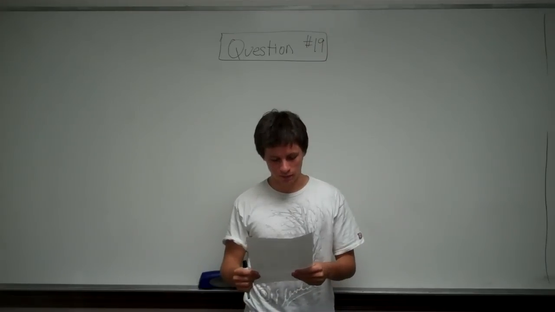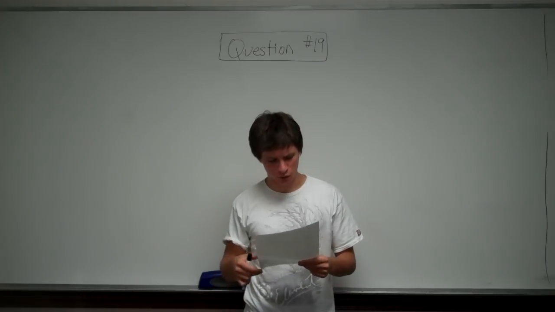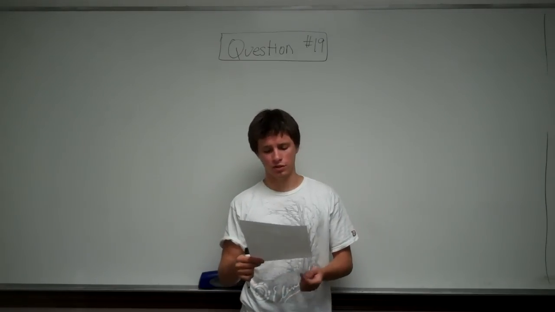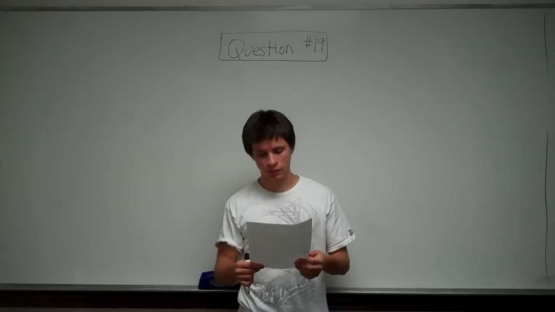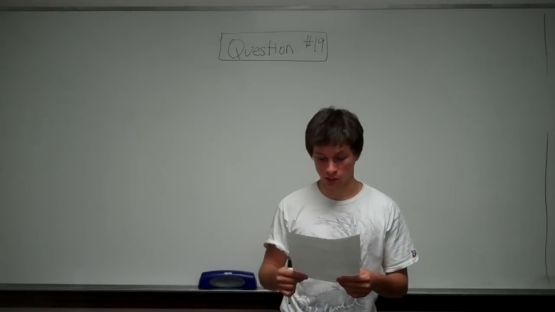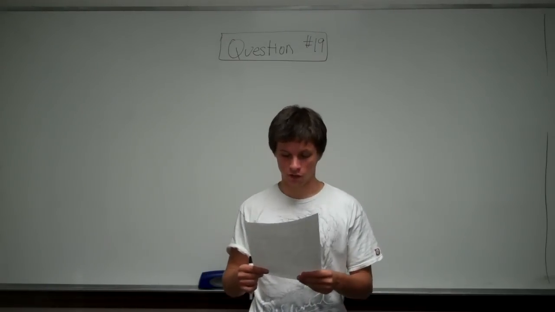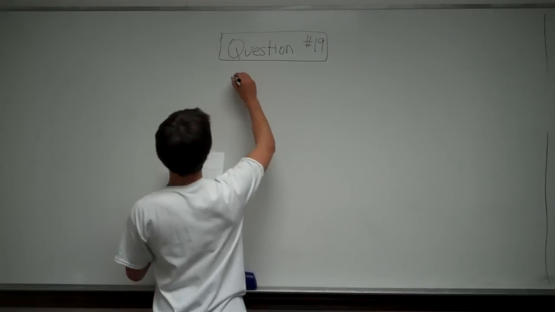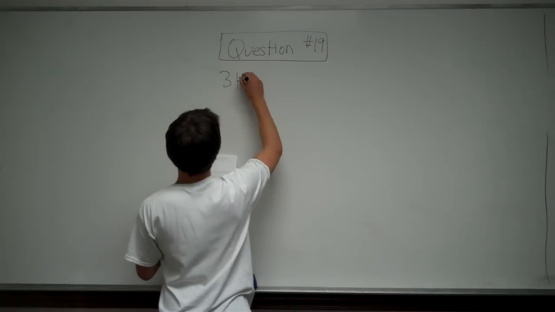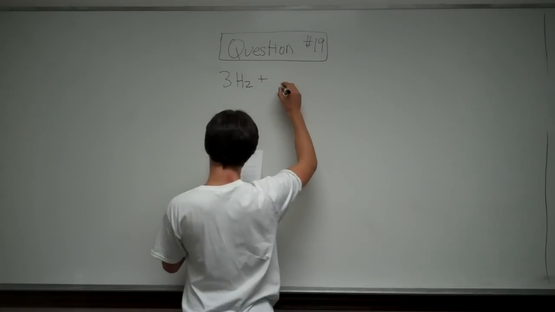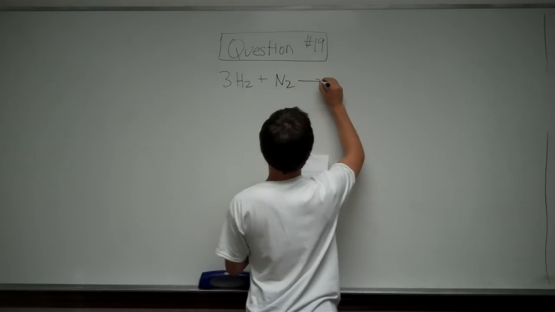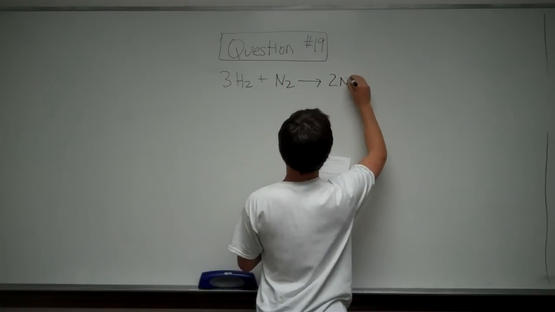Question number 19. What mass in kilograms of ammonia will be formed when 7.22 kilograms of hydrogen and 43.5 kilograms of nitrogen are added according to the following balanced chemical equation? 3 hydrogens plus 1 nitrogen reacts and forms 2 ammonias.